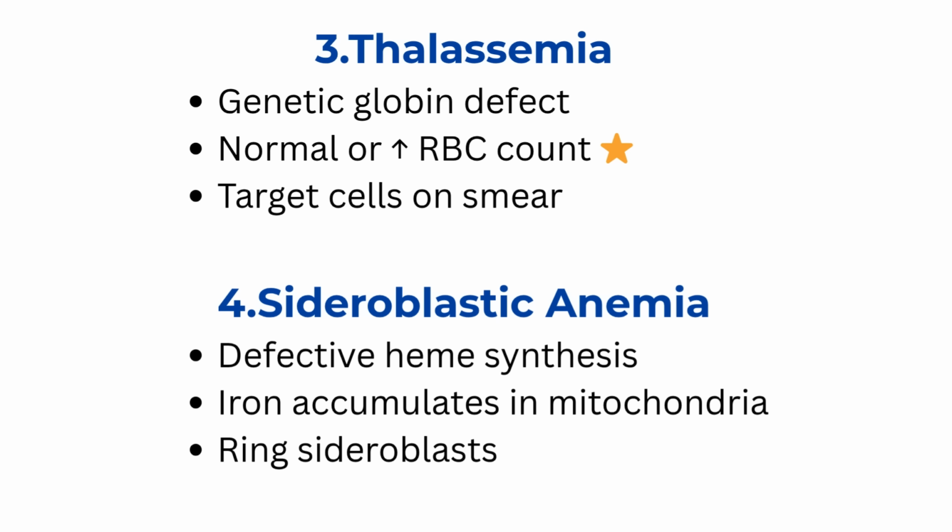3. Thalassemia. In thalassemia, the RBC count is normal or even high, which helps you differentiate it from iron deficiency. Thalassemia: 1. Genetic globin defect. 2. Normal or increased RBC count. 3. Target cells on smear. 4. Sideroblastic anemia. Sideroblastic anemia is due to defective heme synthesis, leading to ring sideroblasts. Sideroblastic anemia: 1. Defective heme synthesis. 2. Iron accumulates in mitochondria. 3. Ring sideroblasts.